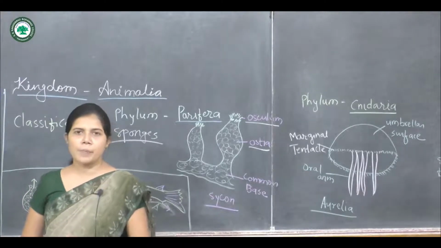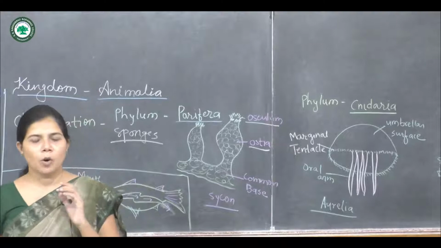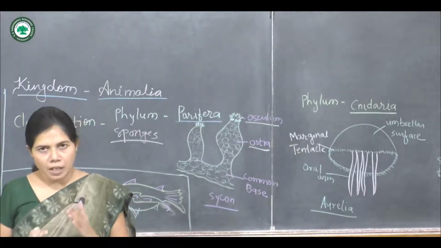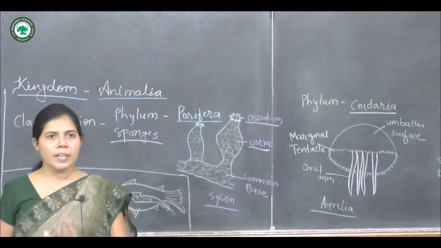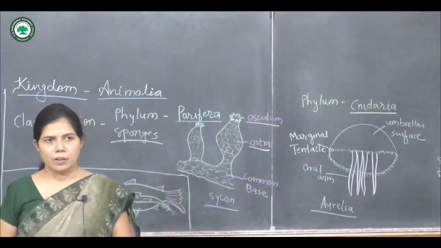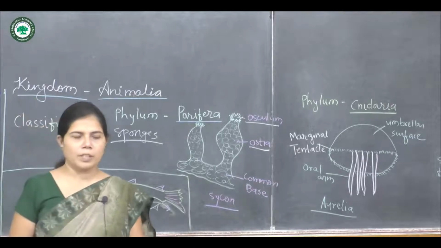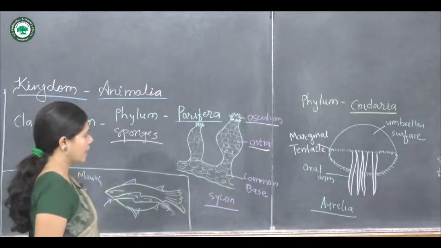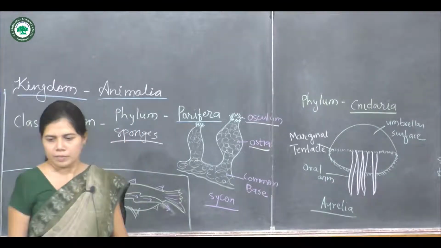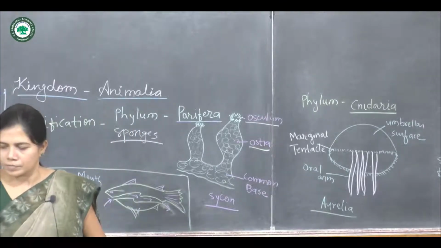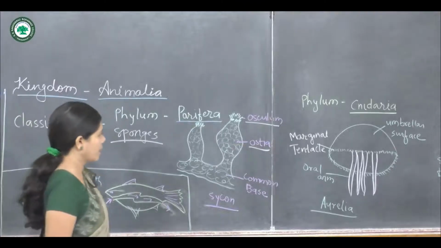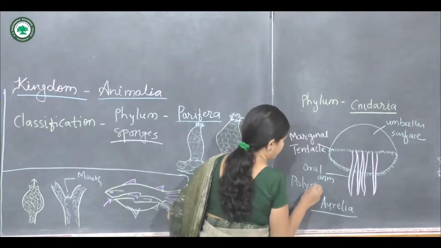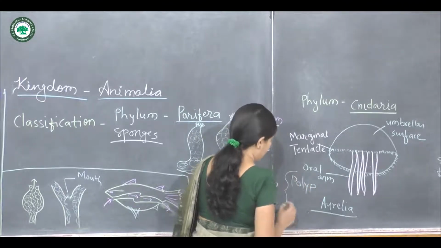The body plan is a blind sac body plan, meaning there is a single opening for ingestion and egestion. The body exhibits two forms: one is the polyp and the other is the medusa.